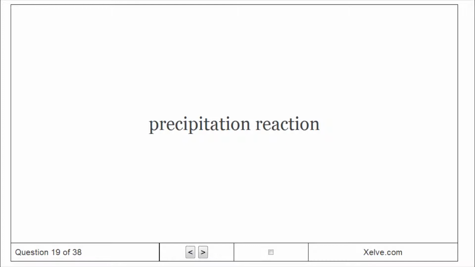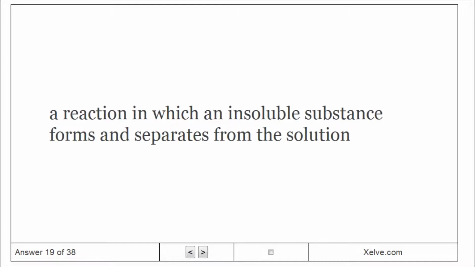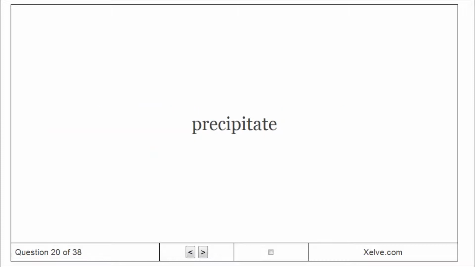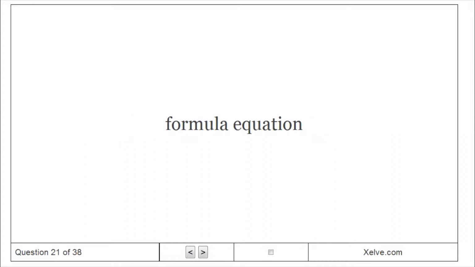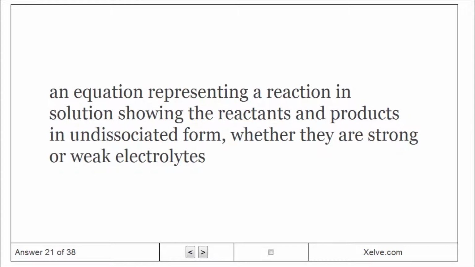Precipitation reaction. A reaction in which an insoluble substance forms and separates from the solution. Precipitate. The solid formed in the precipitation reaction. Formula equation. An equation representing a reaction in solution showing the reactants and products in undissociated form, whether they are strong or weak electrolytes.